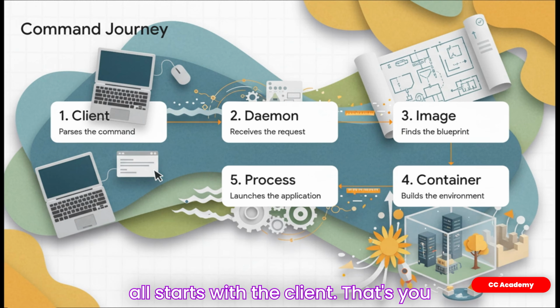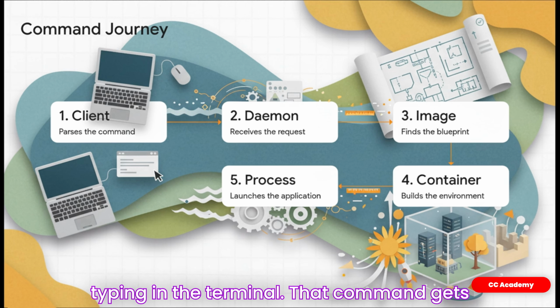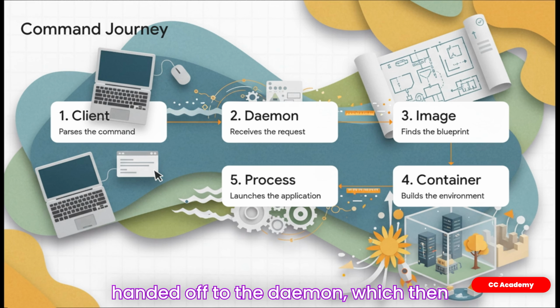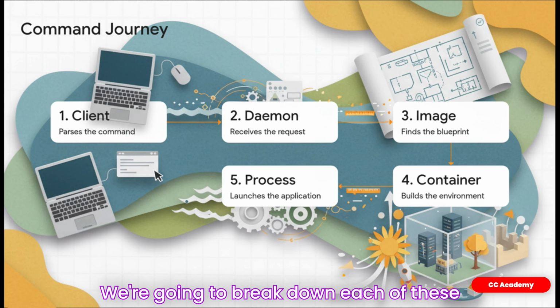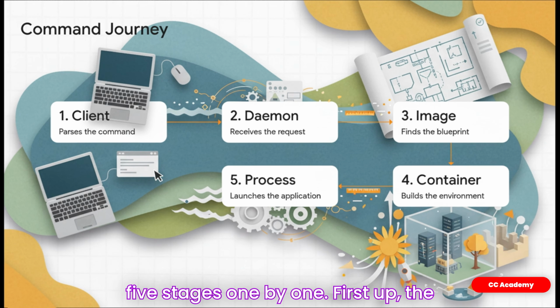Okay, so here's our roadmap for the journey. It all starts with the client. That's you typing in the terminal. That command gets handed off to the daemon, which then grabs an image to build a container, and finally it launches the main process. We're going to break down each of these 5 stages one by one.